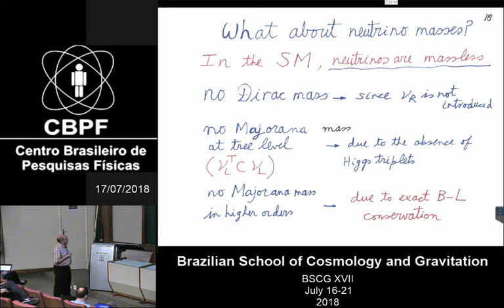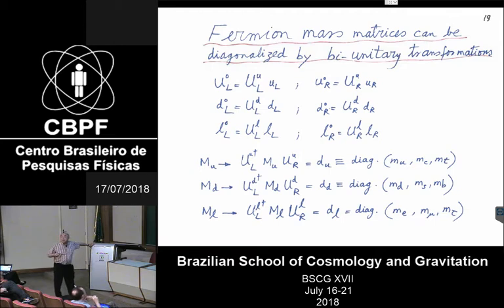Majorana mass, a left-handed one, could not exist because it would require a triplet, and this is not invariant, so you cannot write a bare mass like that. And more, something that the authors of the standard model were very proud of: due to B minus L conservation, there will be no mass even in higher orders.